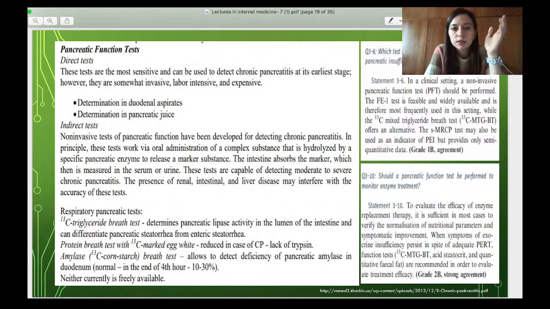And what about respiratory pancreatic tests? The 13C-triglyceride breath test, and the protein breath test with 13C-labeled amylase, and neither is currently freely available. Next, pancreatic tests.